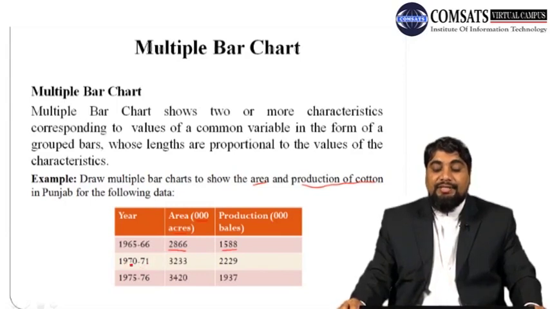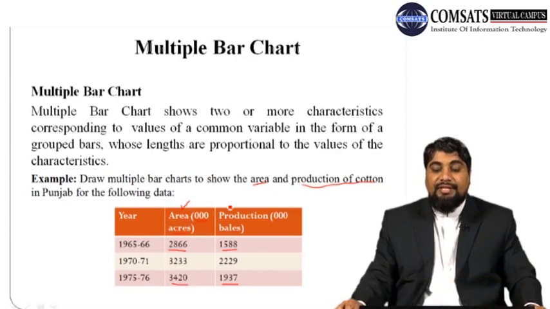Similarly, in 1970 and 71, the area was 3233 and the production of the cotton was 2229. And then in 1975, 1976, the area of cotton was 3420 and the production was 1937. So here we can see that as far as this data is concerned, we have two characteristics.